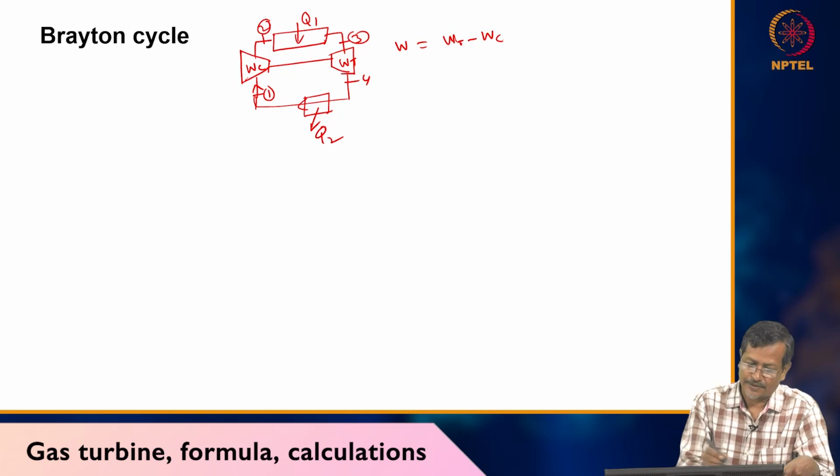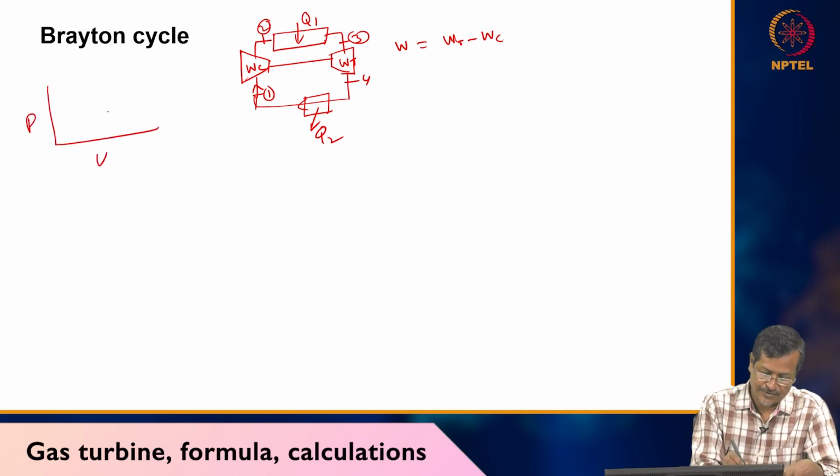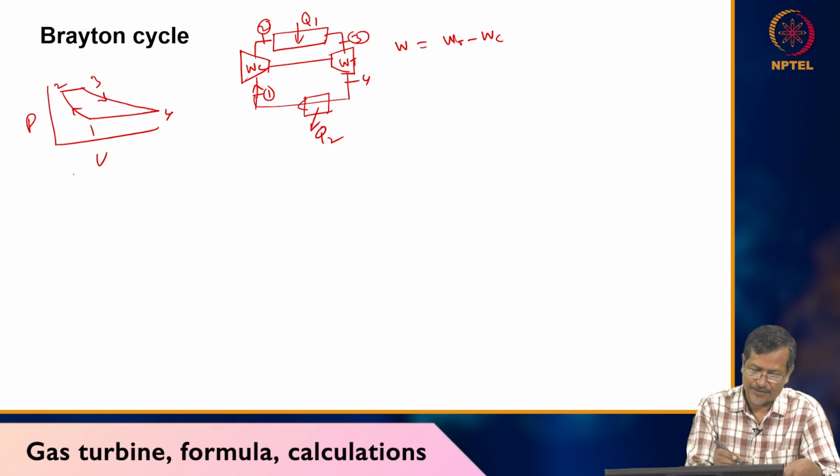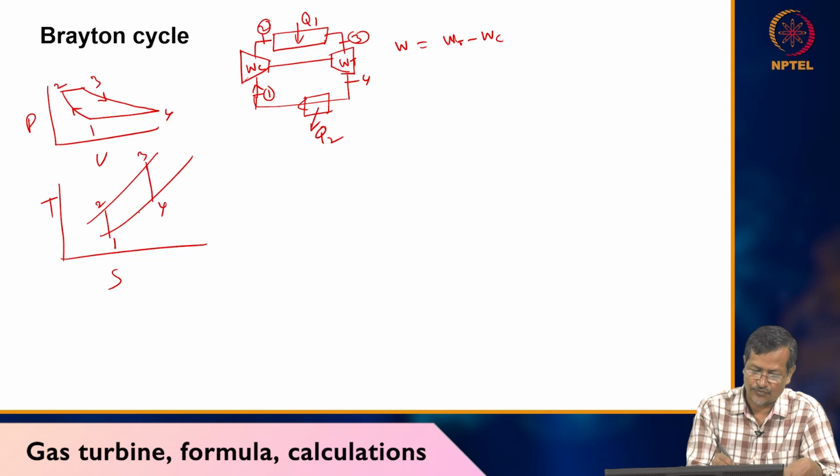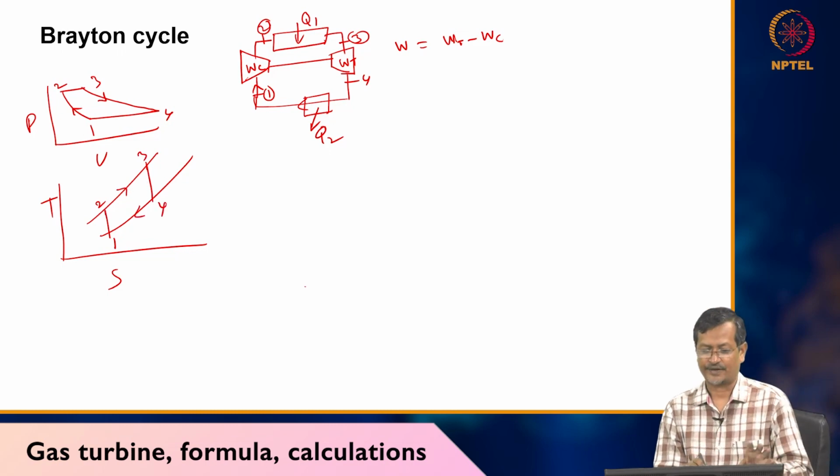Now you draw the PV diagram: 2 constant pressure processes, 4 1 2 3. Now the TS diagram: 2 constant pressure lines, 1 to 2 compression process, 2 3, 4 to 1. So this is your TS and PV diagram.